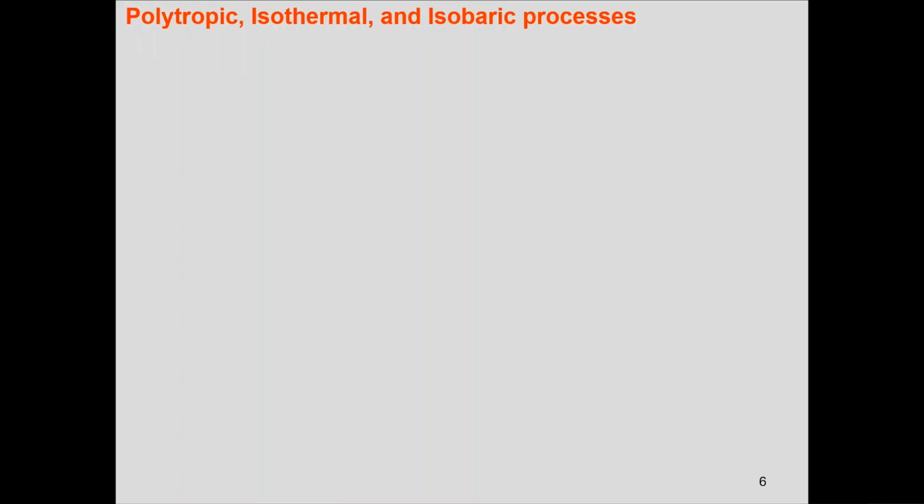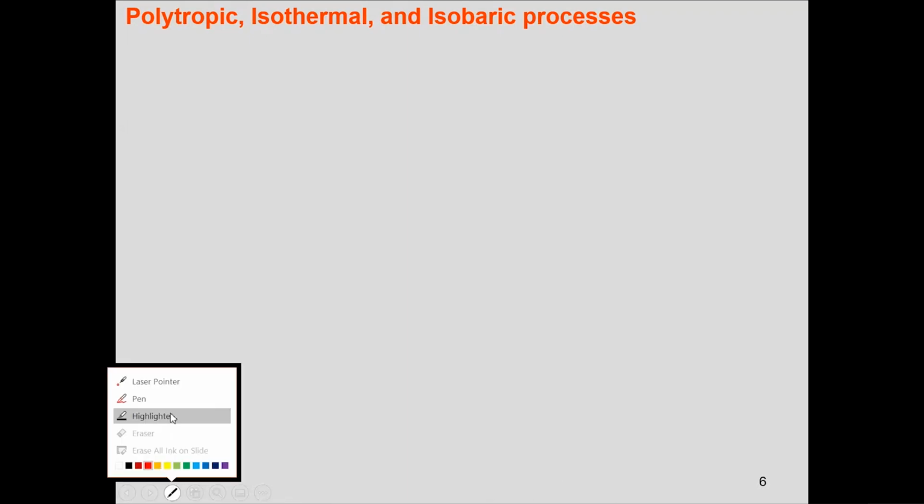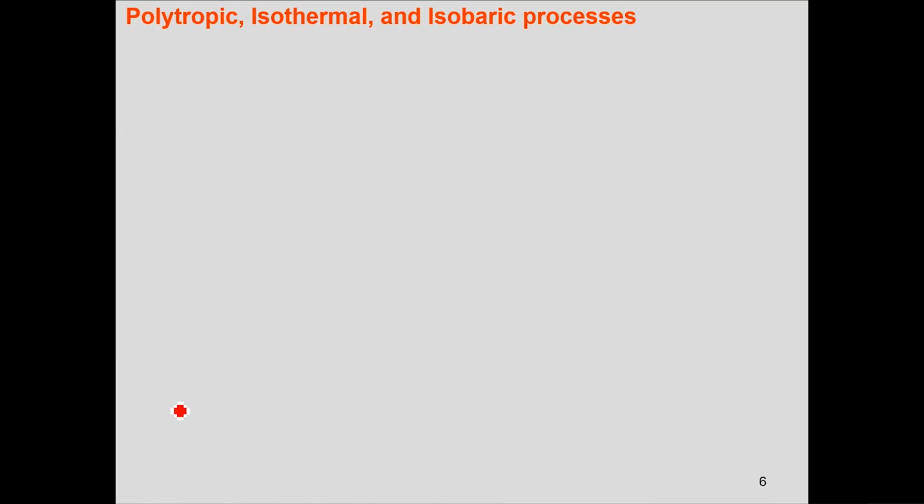We had started this chapter 4, where we were looking into the boundary work. Our focus was to understand the boundary work and find a relationship for the boundary work. Boundary work is related to a closed system where one or more of the boundaries of a system is moving, and the work associated with the movement of this boundary is basically described as boundary work.